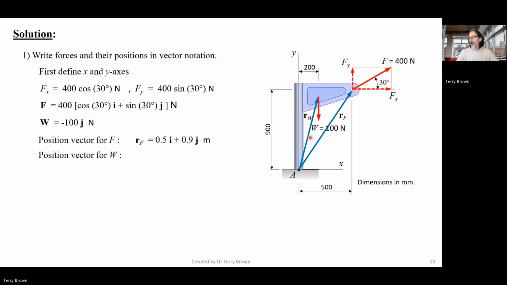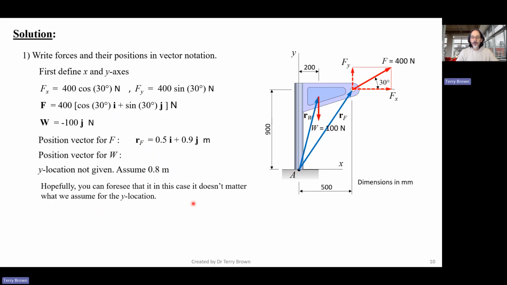So we need to pick a point anywhere along its line of action. We're not given a position where the force is applied or a dimension here, so let's assume 0.8 meters. But hopefully you can foresee that it doesn't matter what we assume for the Y location. And you might like to think about why that is as we work through the problem.